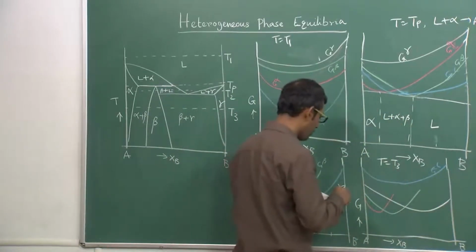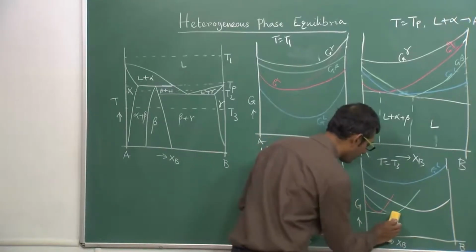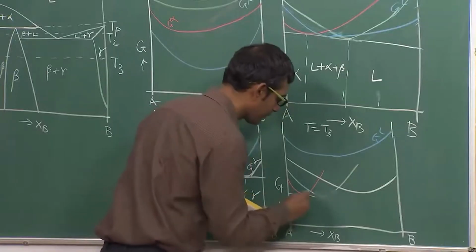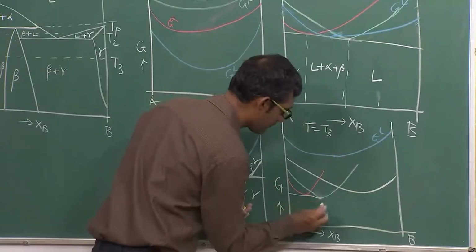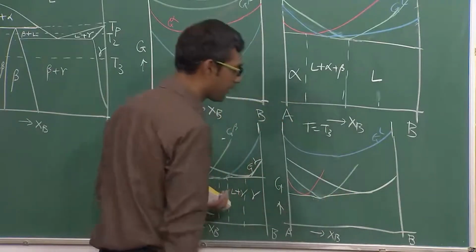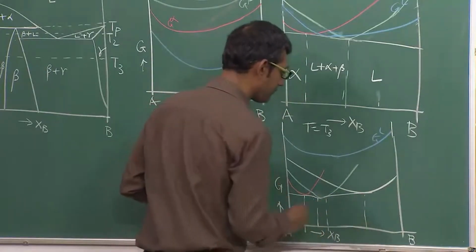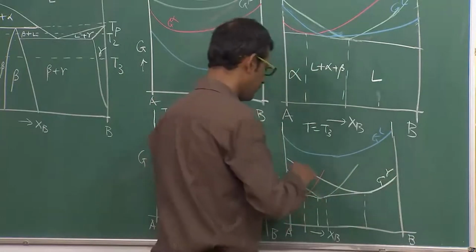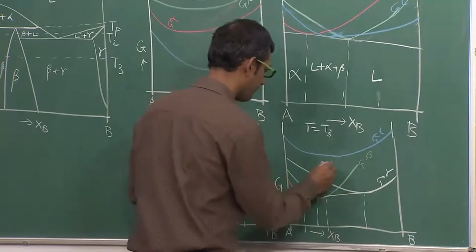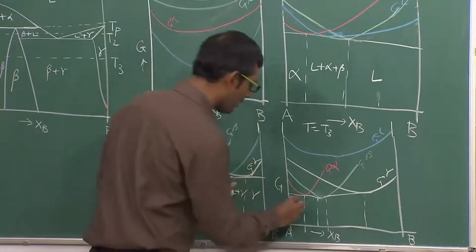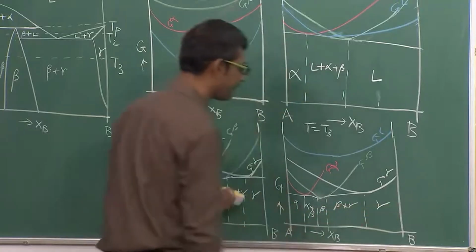So what I am going to do? I am going to draw only a common tangent here. So beta has to be going down a little bit. Then only beta will have a, and then gamma, beta will have like this. So you have alpha plus beta, beta plus gamma. So this is G gamma, this is G beta, and this is G alpha. So what we have: alpha plus beta, beta plus gamma, and gamma.